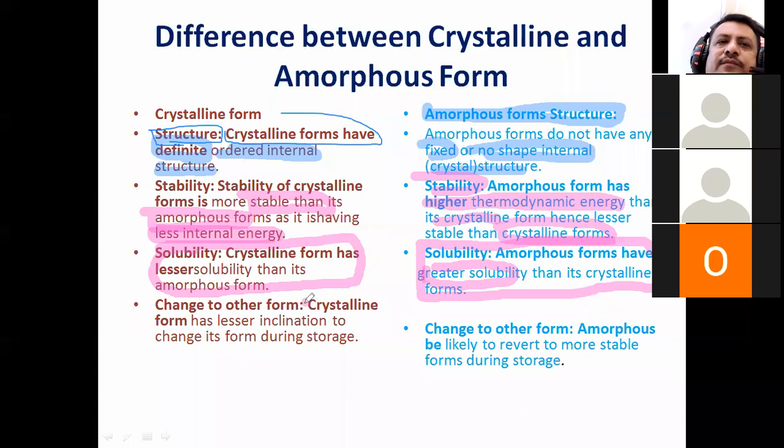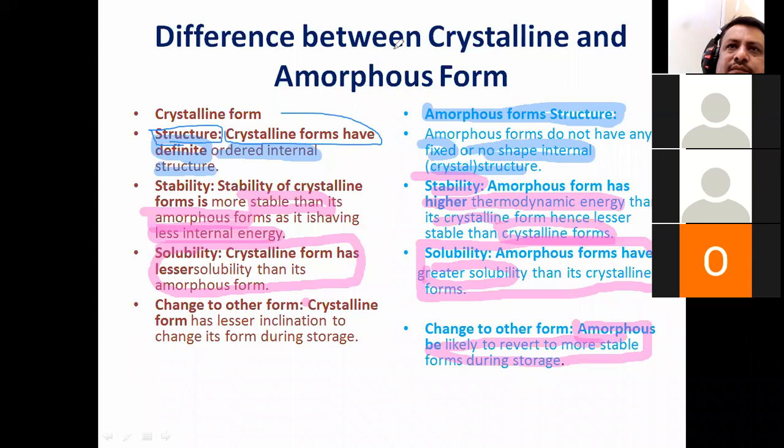Crystalline forms have less inclination to change their form during storage. So there are fewer chances that the form of a drug will change from stable to metastable. Here the chances are less in the crystalline form. When you talk about the amorphous form, it is likely to revert to a more stable form during storage. For example, the metastable form will try to convert to the stable form for the amorphous form as compared to the crystalline form.